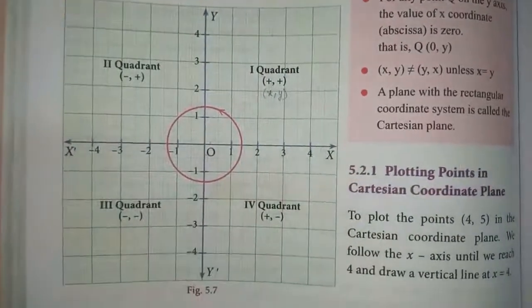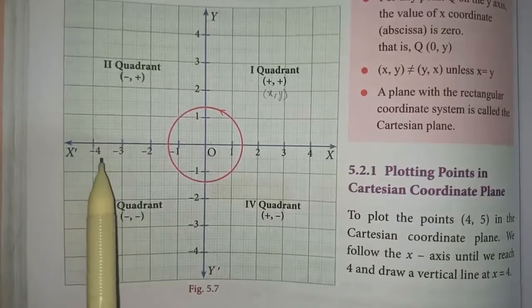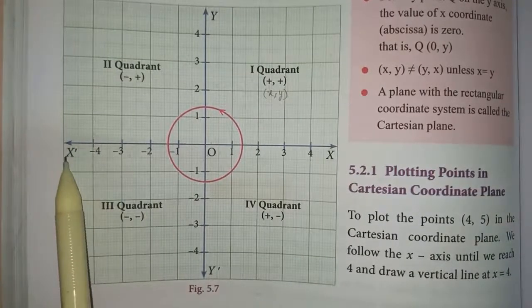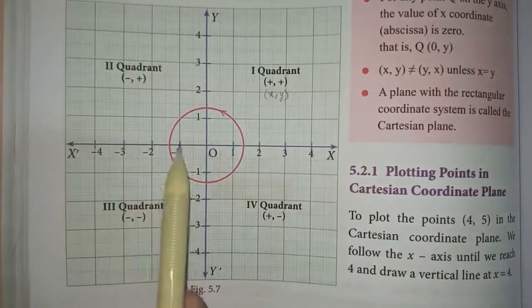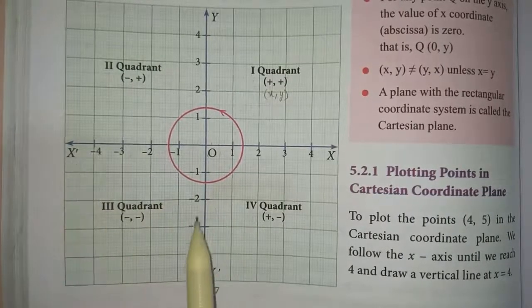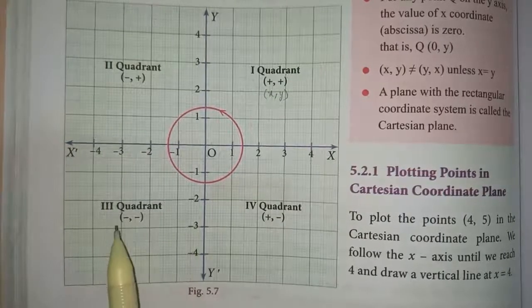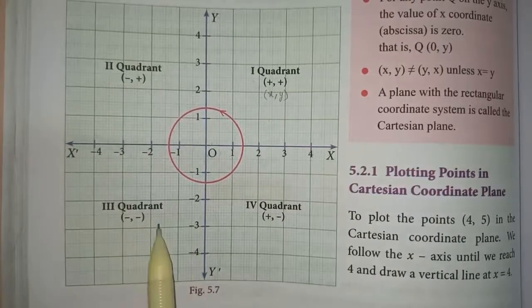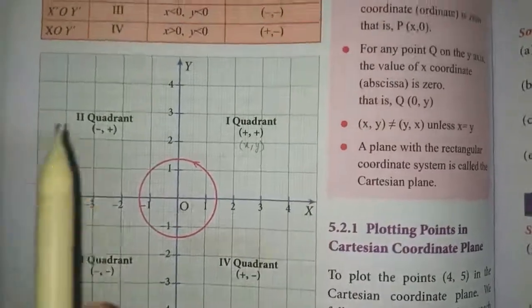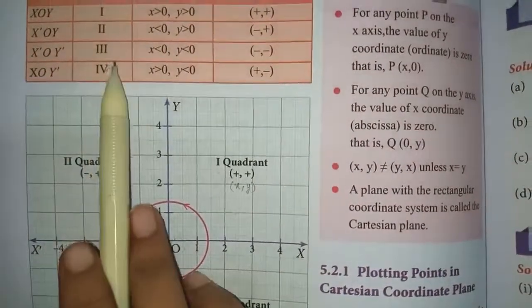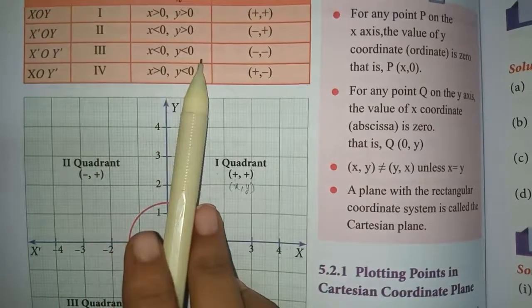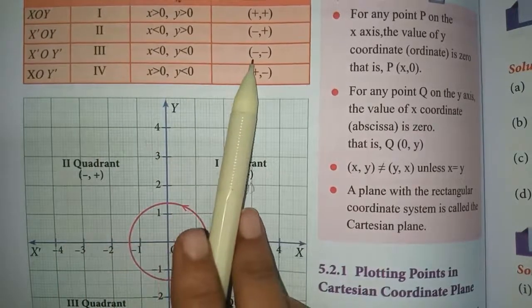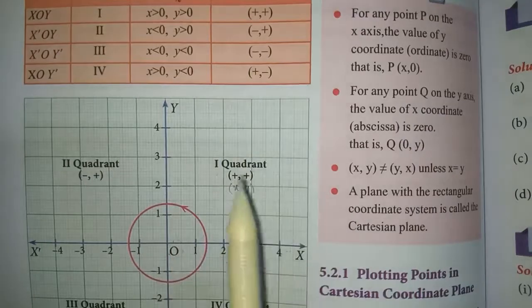Then you move on to the third quadrant. So in the third quadrant you can see x dash o y dash. So in this x dash is also negative and y dash is also negative. So the third quadrant both the signs are negative. So x dash o y dash, it lies in the third quadrant. So x is less than 0 and y is also less than 0. So the signs of the coordinate is minus comma minus.